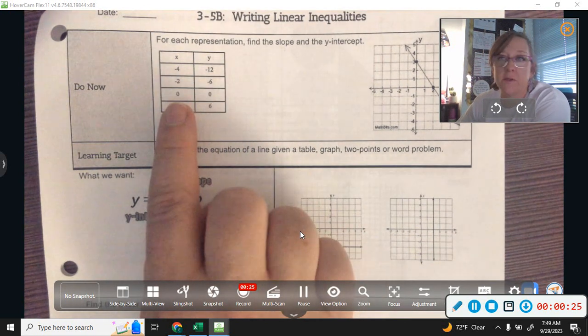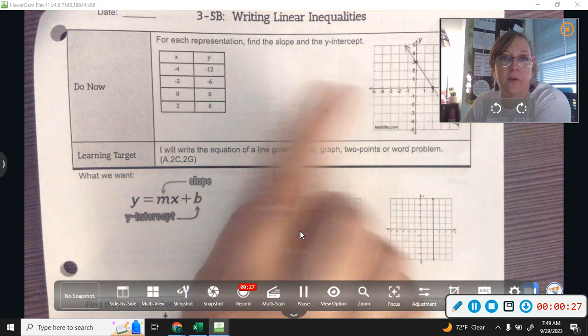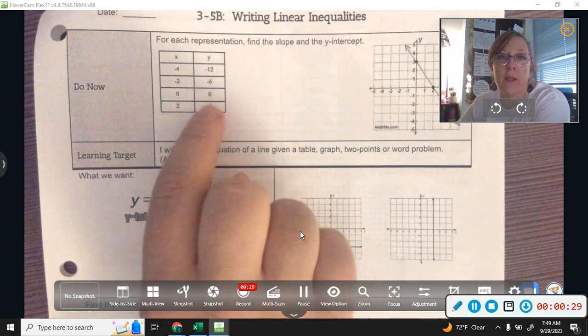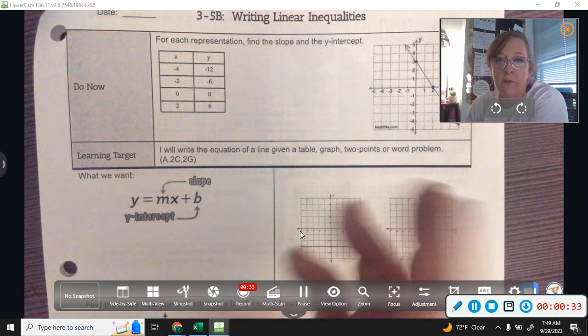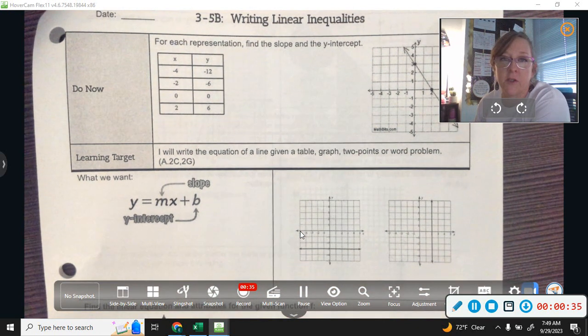You've got two representations, a table and a graph. You're going to find the slope and the y-intercept for each one. And that will help you write the equation, right? We need our slope and our y-intercept to write the equation in slope-intercept form. So go ahead and try that now. Pause the video, practice that, and then I'll have the answers for you after the video.